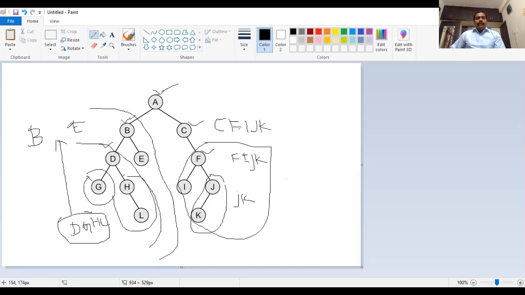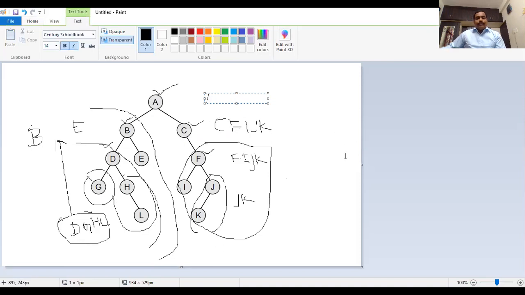Left child we know that. Root node we know that. And right child we know that. What is the final answer? A is the root node, then left side B is there, then D, G, H, L, then left side is over. Now right side C, F, I, J, K. So this is the visiting order. Clear?